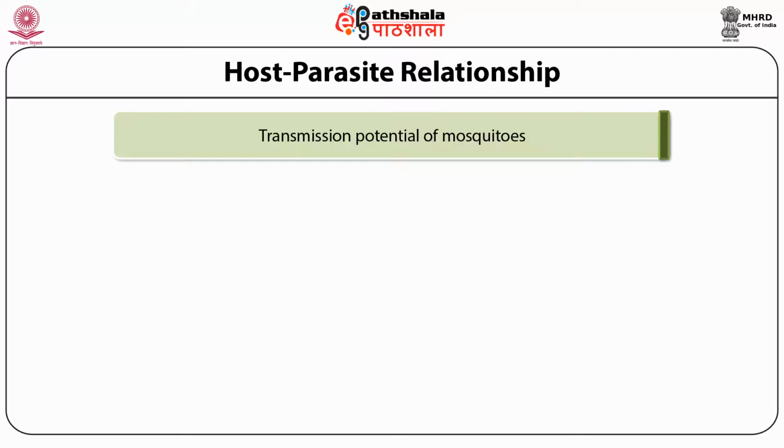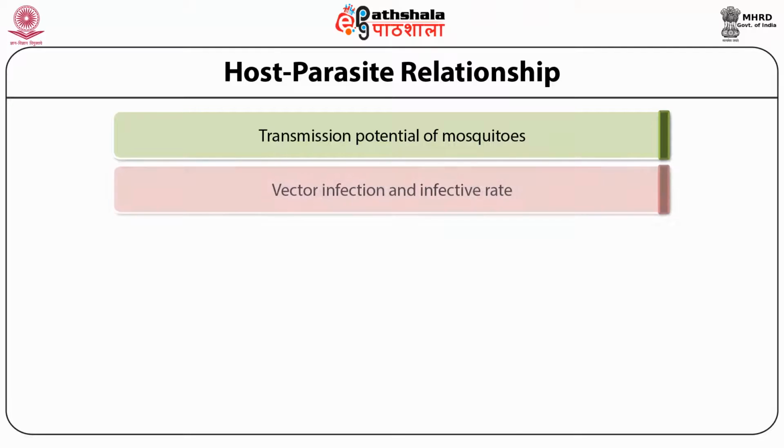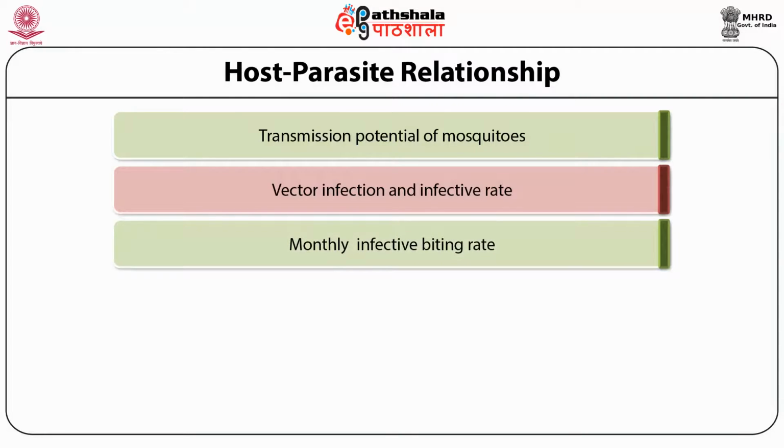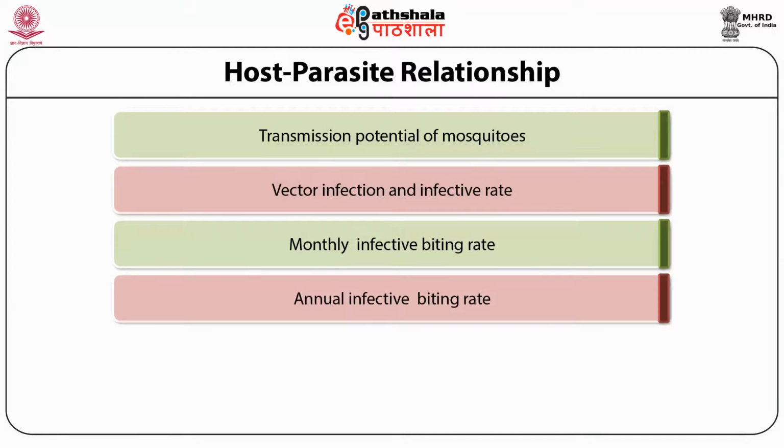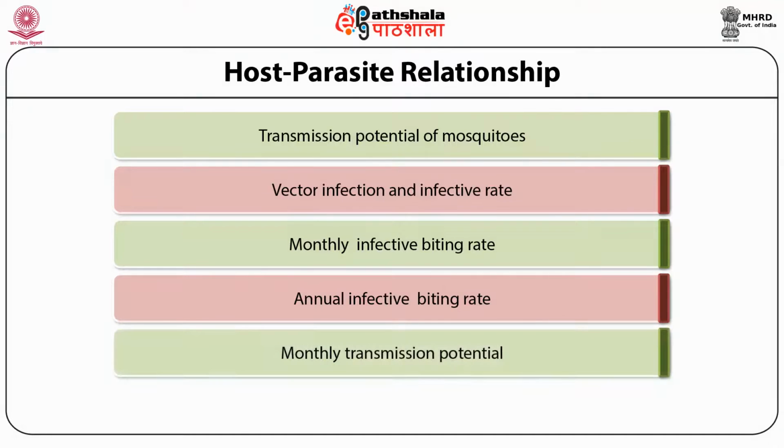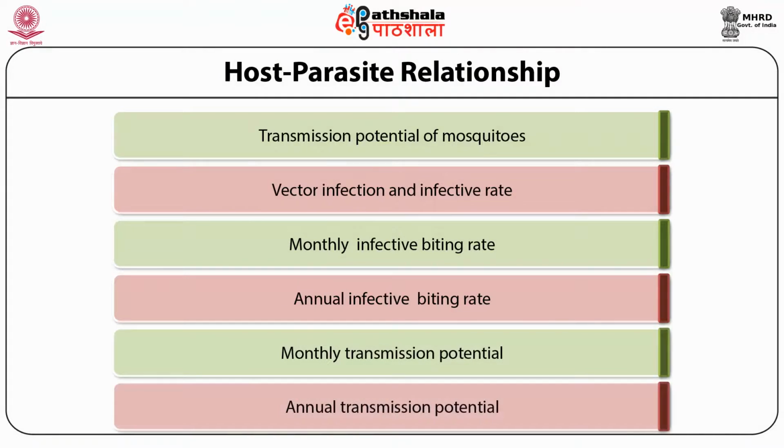proboscis. Other indices include the number of infective mosquitoes biting a human per month and how many mosquitoes are biting human beings per year. And finally, the infection risk per month and per year indicated by the number of infective larvae rather than the infective mosquitoes.